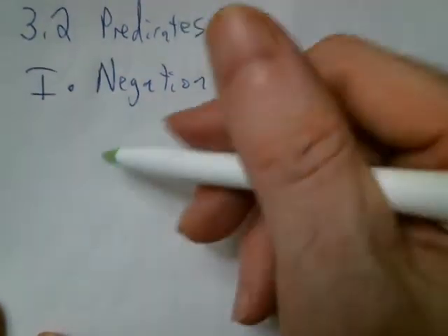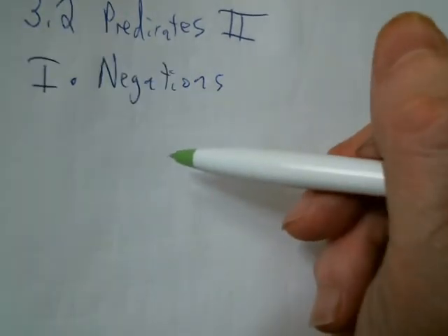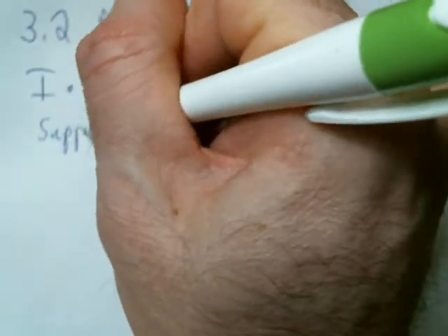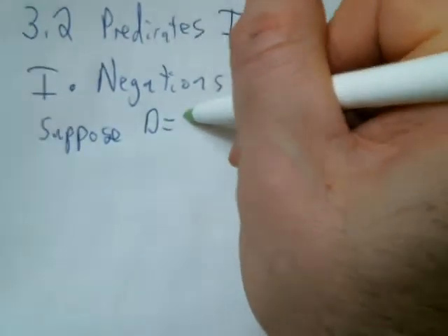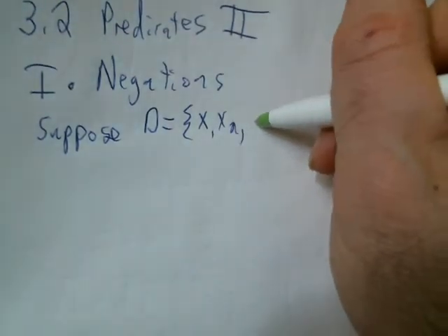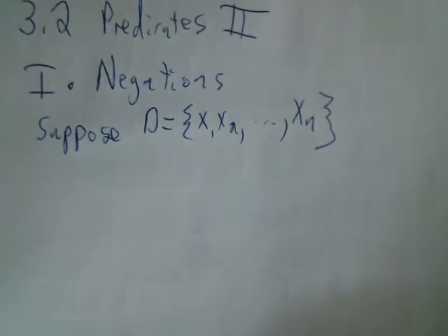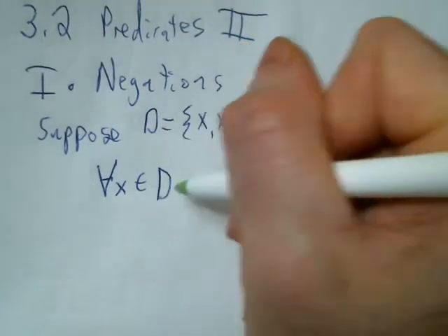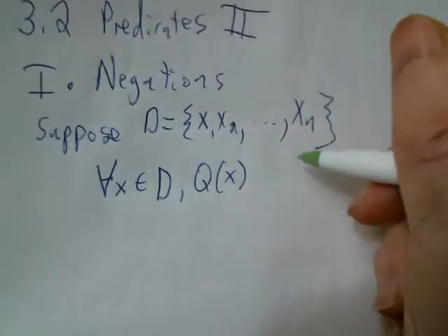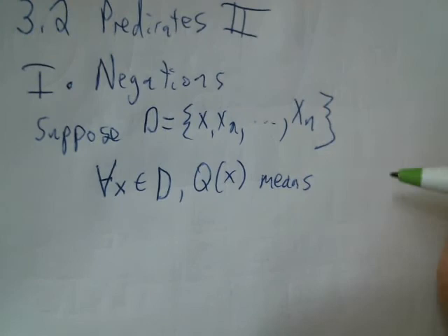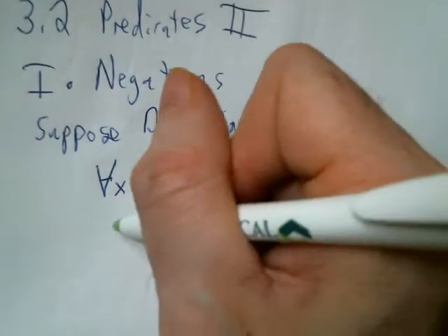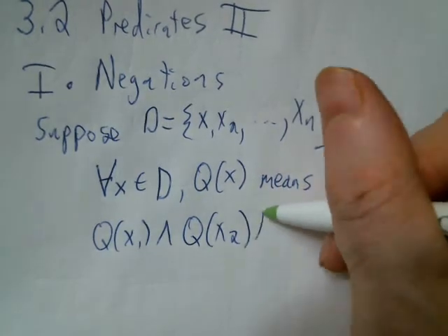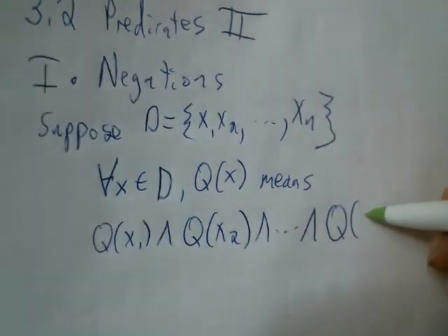And to note the relationship between a universal and an existential statement, the book does talk about it a little bit. So let me just note that very quickly. Suppose you have a domain of elements, let's say x1, x2, etc., all the way up to x sub n. Then our universal statement says for all x in this domain D, q of x. So what does that mean? It's really an and, a long conjunction. It basically means that q of x1 is true, and q of x2 is true, and on, and q of xn is true.